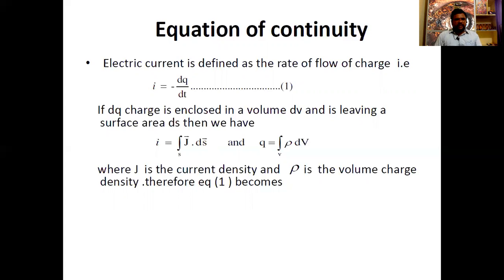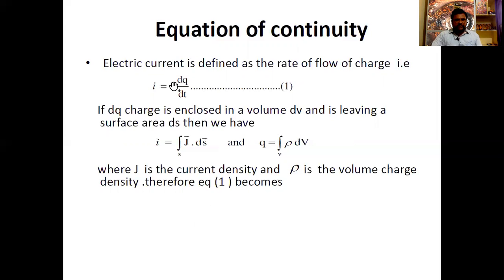If dq is the charge enclosed in a volume dv and is leaving a surface area ds, then we can write I is equal to the surface integral of j bar dot ds bar, and q is equal to the volume integral of rho dv. Just remember, q, that is charge, is a scalar quantity, and current is also a scalar quantity, and j, that is current density, is a vector quantity, where j is the current density and rho is the volume charge density.